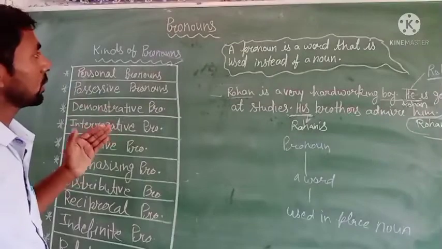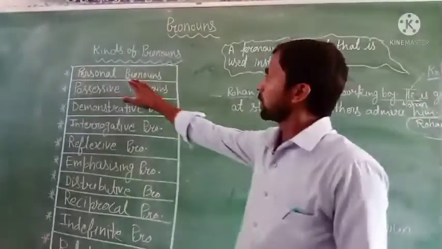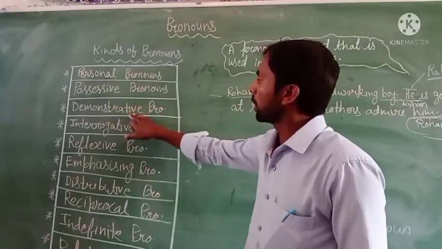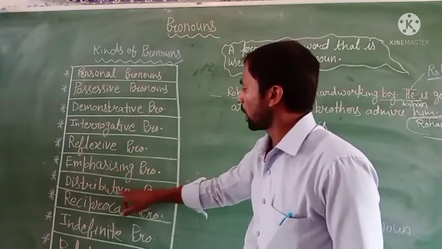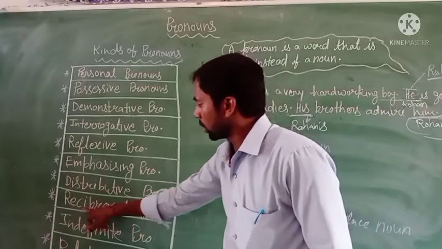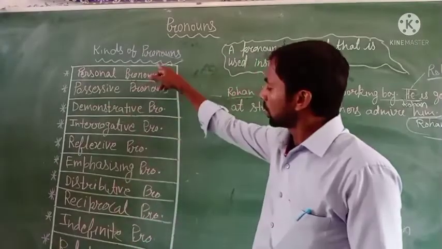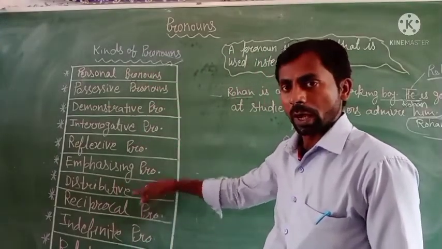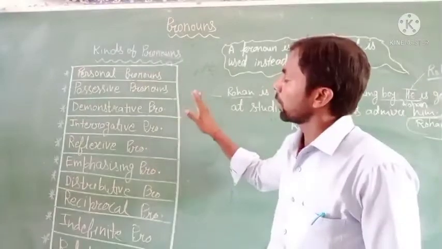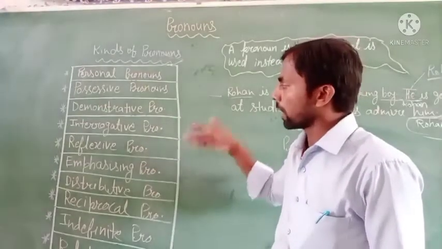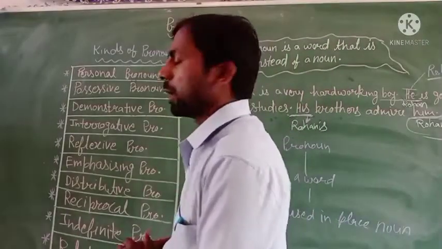We use different kinds of pronoun in a sentence according to their sense and structure. So we can divide pronouns into many parts: personal pronoun, possessive pronoun, demonstrative pronoun, interrogative pronoun, reflexive pronoun, emphasizing pronoun, distributive pronoun, reciprocal pronoun, indefinite pronoun, and relative pronoun. All these you can see on the board. All of these are pronouns, and how we use them in a sentence I will explain in the video. So let's start the first part of the pronoun.